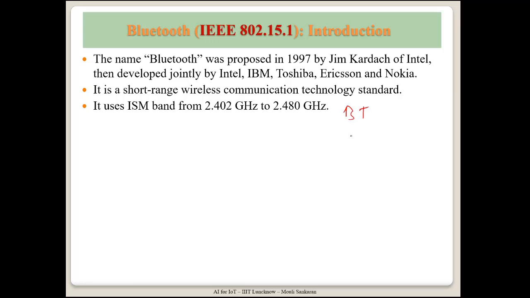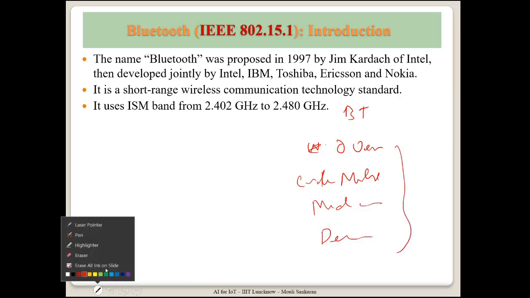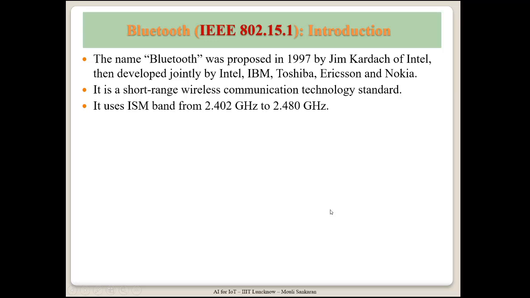It is used for microwave ovens, cordless mobile phones, different medical equipment, and even some defense radars use it. So there are so many devices using the ISM band. It's not only the Wi-Fi router. I mentioned that Wi-Fi also uses this 2.4 gigahertz. But they use different frequencies so that they don't overlap with each other.